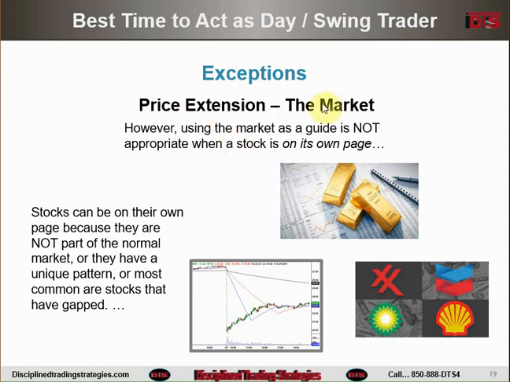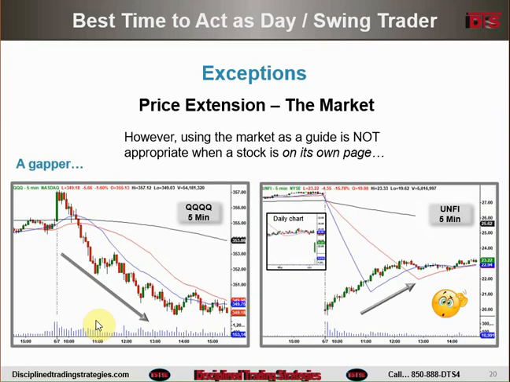So exceptions, price extension of the market. However, the market as a guide is not appropriate, and the stock is on its own page. Stocks can be on their own page because they are not part of the normal market, or they have a unique pattern, or, most common, they have gapped. So we have unique stocks like gold, oil, or something that's gapped. Let's take a look at a couple of these examples.